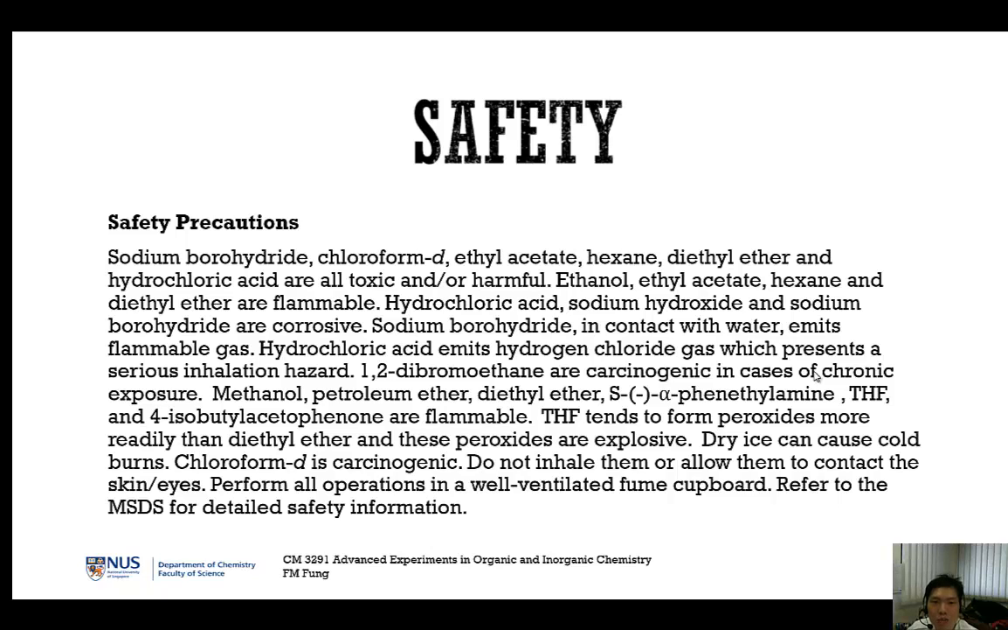Chloroform-d and 1,2-dibromoethane are carcinogenic in cases of chronic exposure. Methanol, diethyl ether, THF, and 4-isobutylacetophenone are flammable. THF tends to form peroxides more readily than diethyl ether, and these peroxides are very explosive. So please take care of all this in the lab. Do not have any pranks. Please adhere to the safety rules.